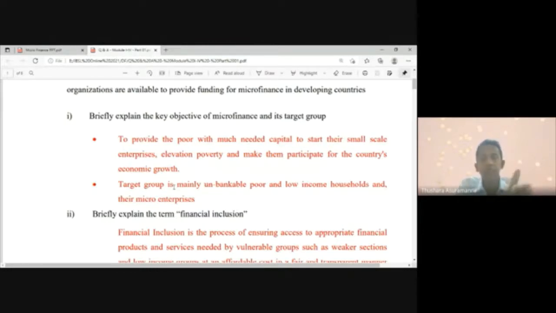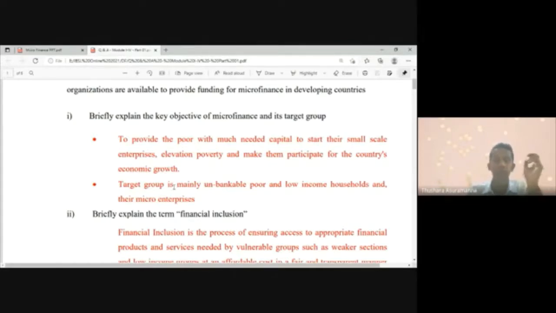To provide the poor with much needed capital to start their small scale enterprises, poverty alleviation, participate in the country's economic growth. So there are a couple here. There are poverty alleviation, country's economic growth, sustainable income, improve the standard of living, promote women empowerment. There are 5, but here he has written only 2 or 3. But since we know it, and when it comes again, you need to write at least 3 or 4.